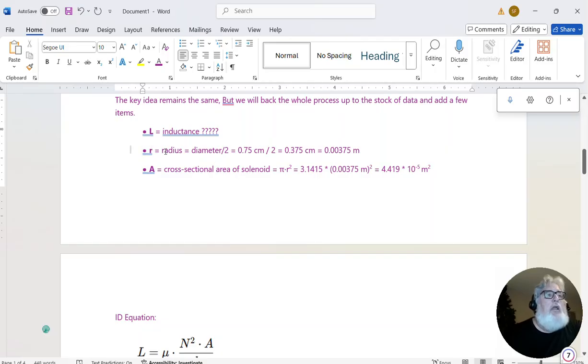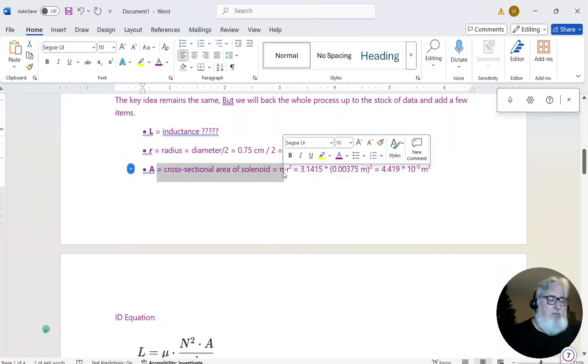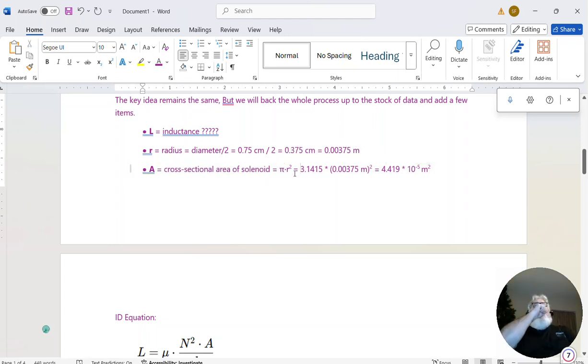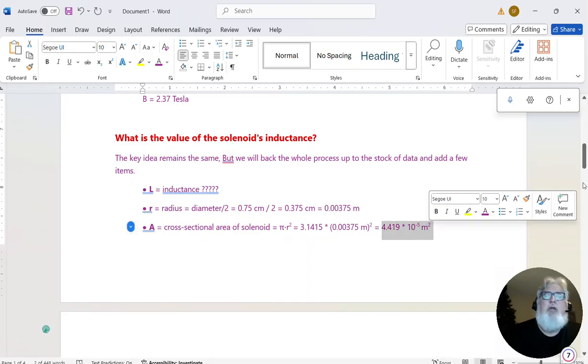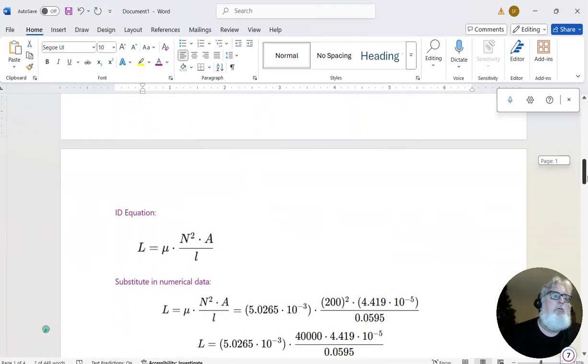Okay, R is the radius, which is half the diameter, 0.75 centimeters divided by 2, so it's 0.375 centimeters. You convert that to meters, 0.00375 meters. And we're going to need the cross-sectional area of the solenoid. That's just pi r squared. We're going to plug in 3.1415 times the square of the radius that we just came up with, and we're going to come up with 4.419 times 10 to the minus 5 meters squared.